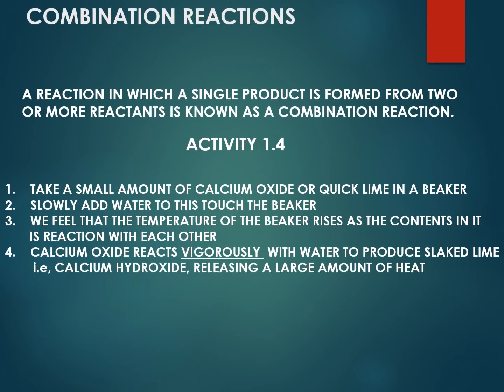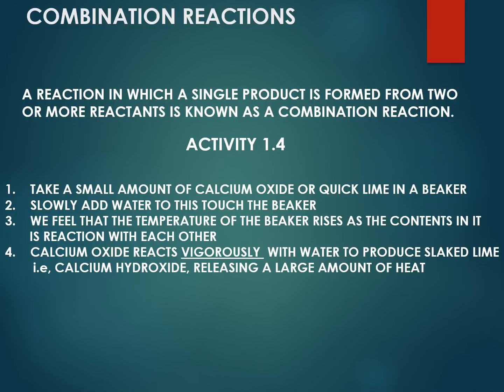Now we will study different types of chemical reactions. First one, combination reactions. A reaction in which a single product is formed from two or more reactants is known as a combination reaction. In simple language, when two or more substances combine or react together and only one single product is formed, such a reaction is a combination reaction.